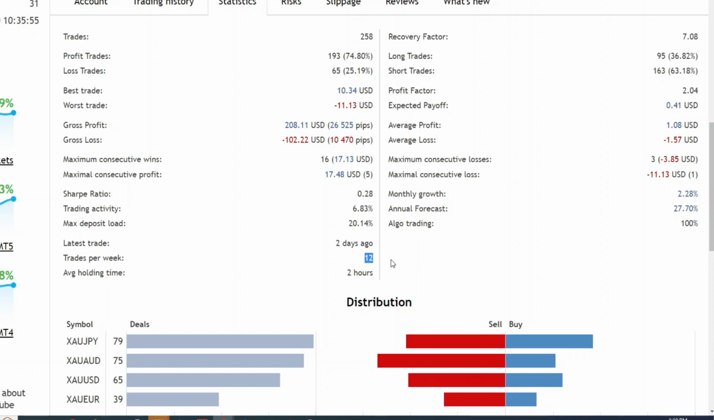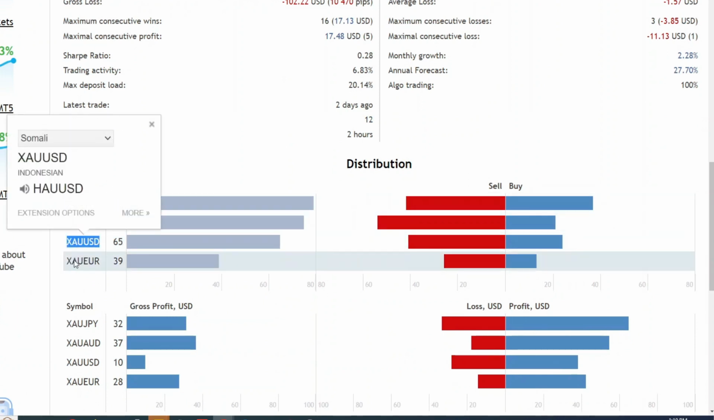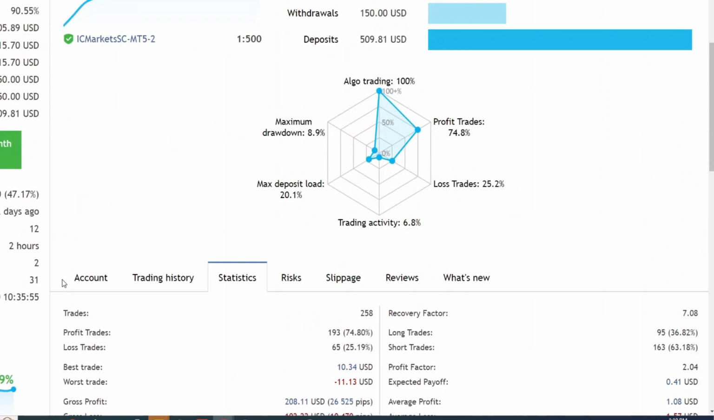This is the result of trading using 4 pairs. You can see the pair used here. The pairs used are gold pairs: gold USD, gold euro, gold Australian dollar, and gold Japanese yen.